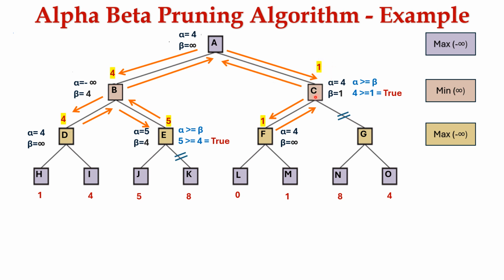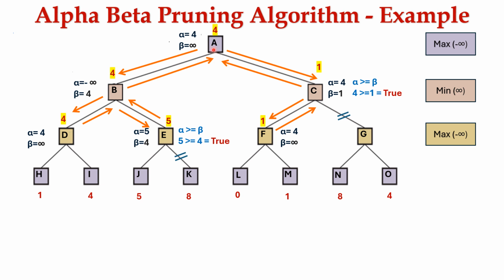Now we backtrack to node A. Since node A is maximizing node, we need to update the alpha value. The alpha value of node A, which is 4, is compared with the node C value 1. Since 4 is maximum, there is no change in alpha value in node A. Next, we need to update the node A value. Since it is maximizing node, we need to use max function here between the nodes B and C. The value of node B is 4 and the value of node C is 1. Since B has the maximum value, that is 4, the value 4 is updated to the node A.